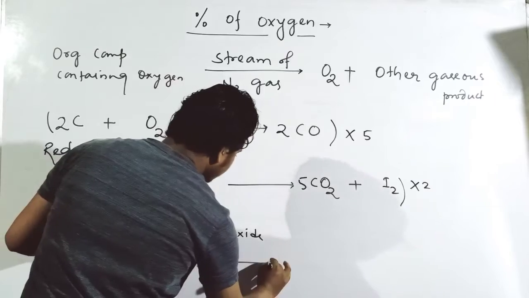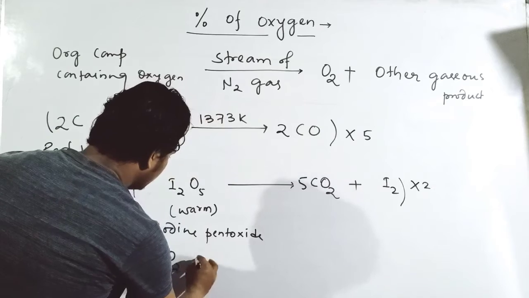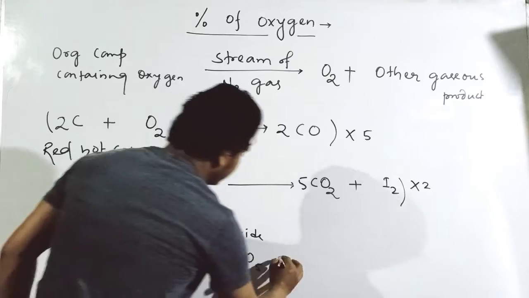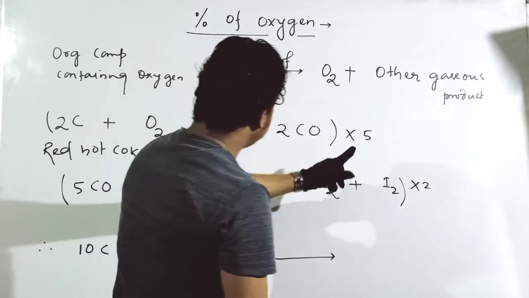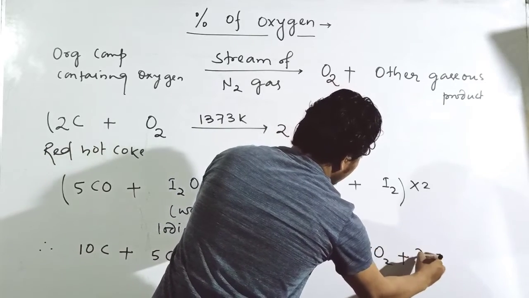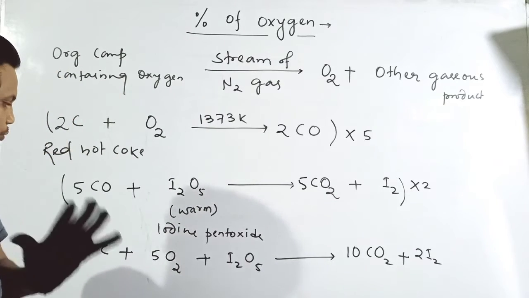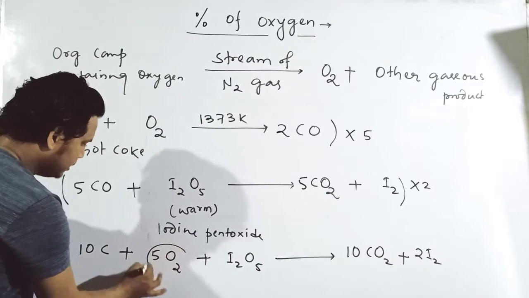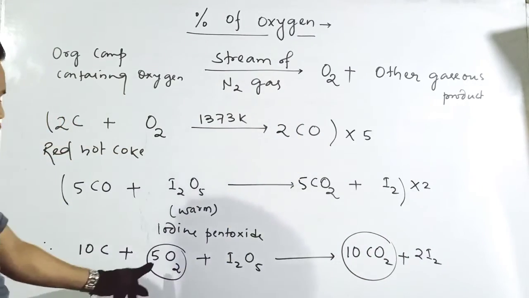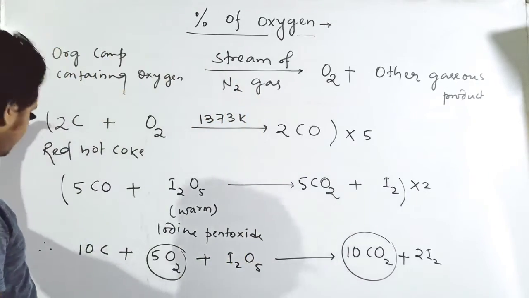Therefore, we will write 2 5s are 10 carbon plus 5 times oxygen, that is cancelled, and plus I2O5. I2O5 will give us, on the product side, 5 2s are 10 CO2 plus 2I2. So this is the final reaction. In the final reaction you see oxygen is 5 moles and carbon dioxide is 10 moles. So 5 moles of oxygen will produce 10 moles of CO2.